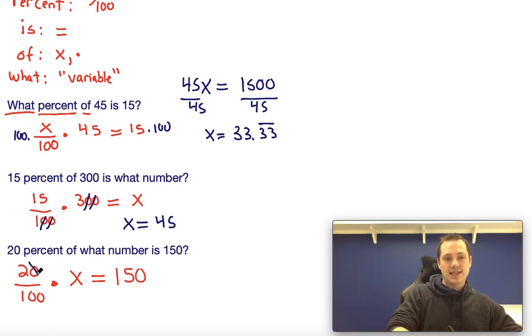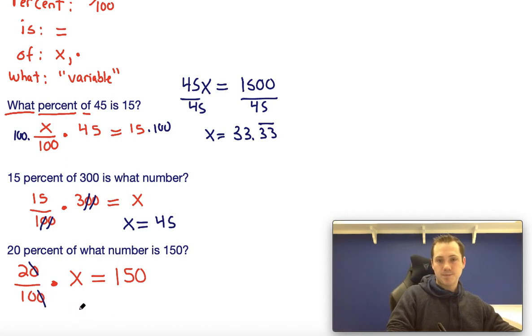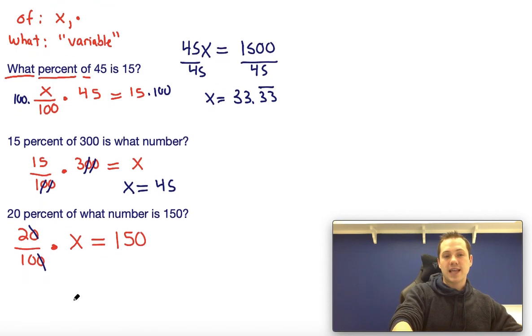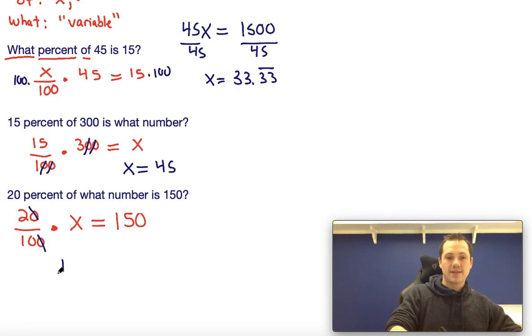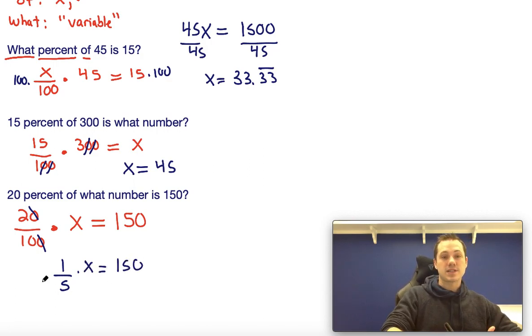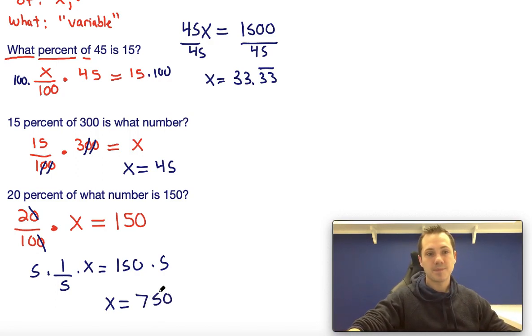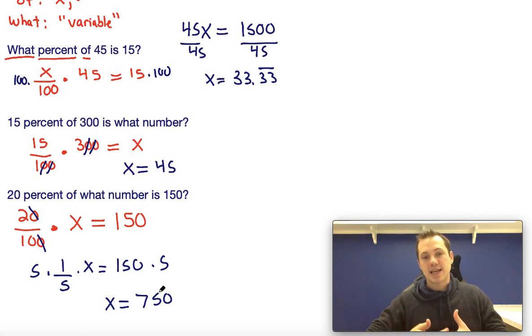So I can see that these can cancel. 2 over 10 reduces to 1 over 5. So I have 1 over 5 times x is equal to 150. And if I want to solve this, I'm just going to multiply both sides by 5. So when I do that, I would find x is equal to 150 times 5, which is going to be 750. So we find that 20% of 750 is going to give us 150.